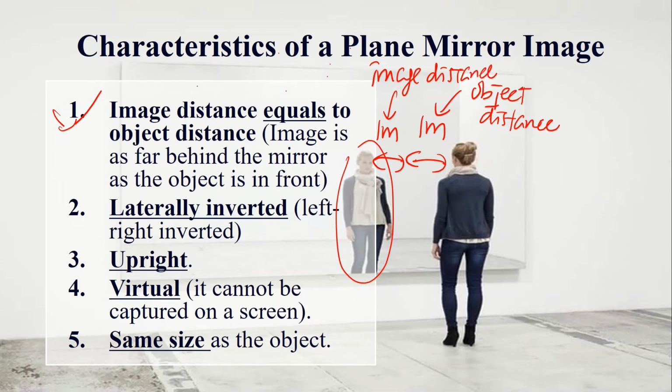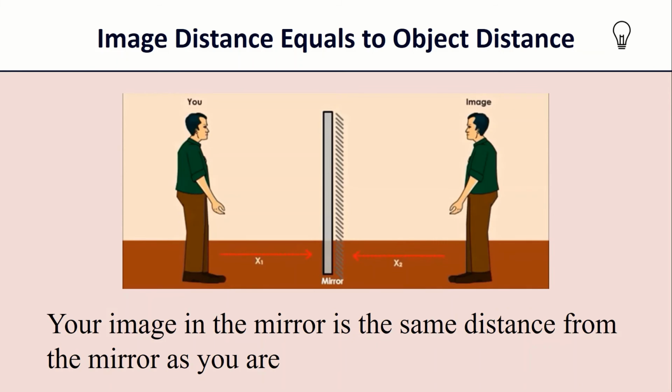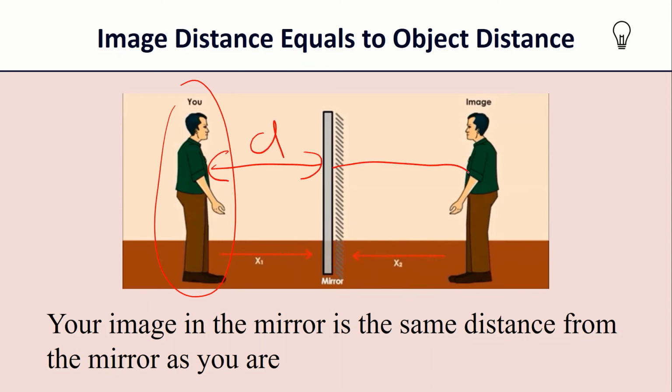Okay, so next, images formed in a plane mirror are laterally inverted, that is, left-right inverted. What do we mean by that? We will see more of that later. Upright. This upright image is virtual and the same size. What do all these things mean? Let's look at them one by one. So just now I was saying, if this is you standing in front of a mirror, this distance here, let's call it distance D, should be the same distance as the image formed.